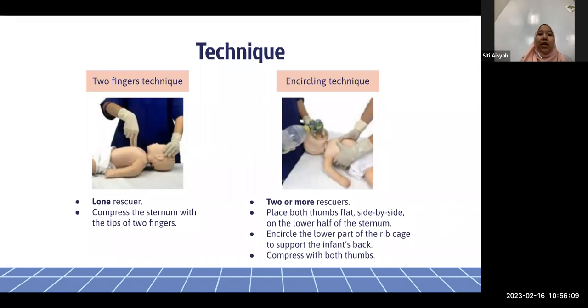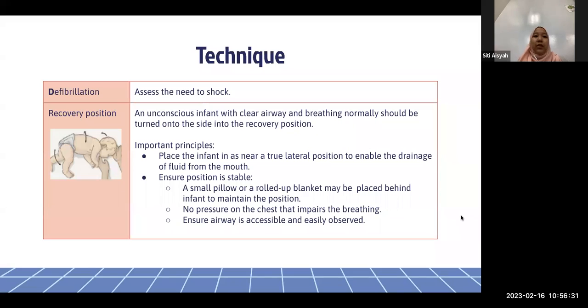In this technique, we place both thumbs flat side by side on the lower half of the sternum, and then the other fingers encircle the lower part of the rib cage to support the infant's back. And then we compress the chest with both of our thumbs. And then next is defibrillation, where we need to assess whether the patient needs a shock or not.